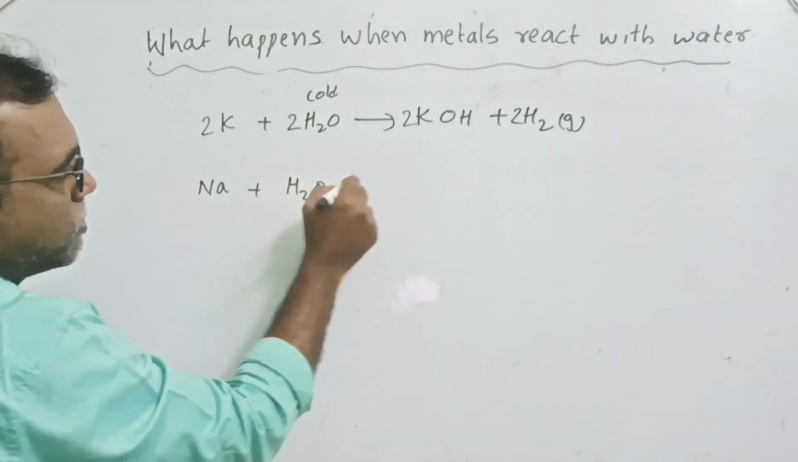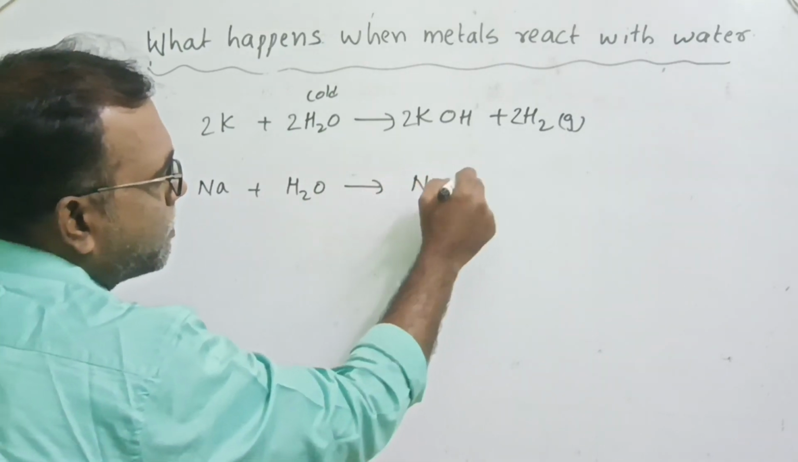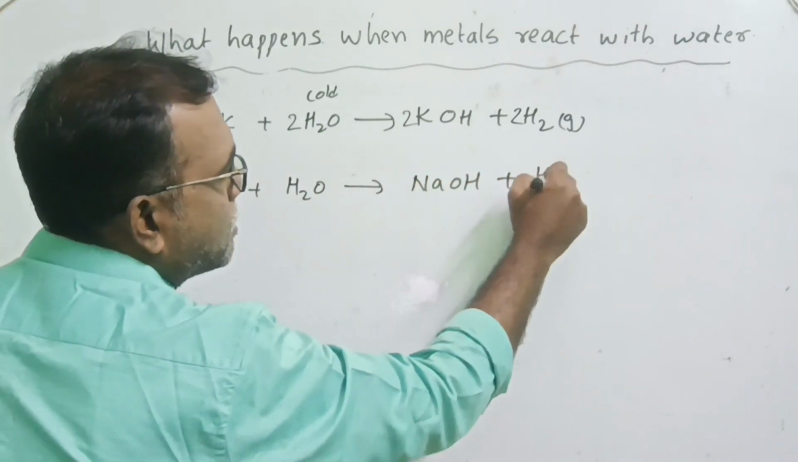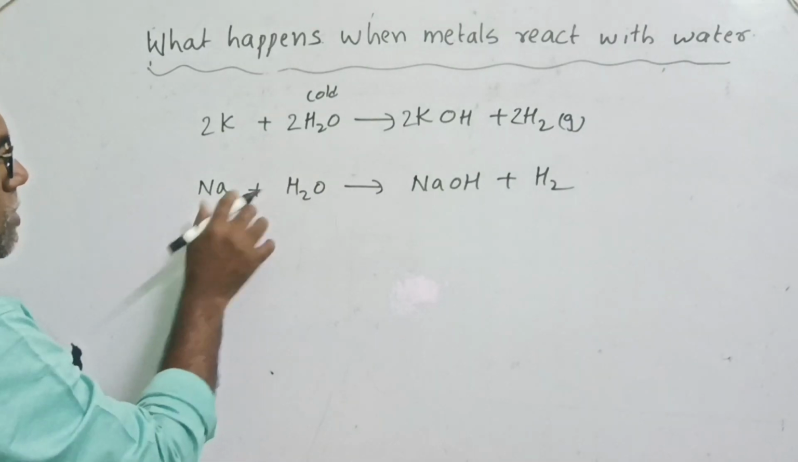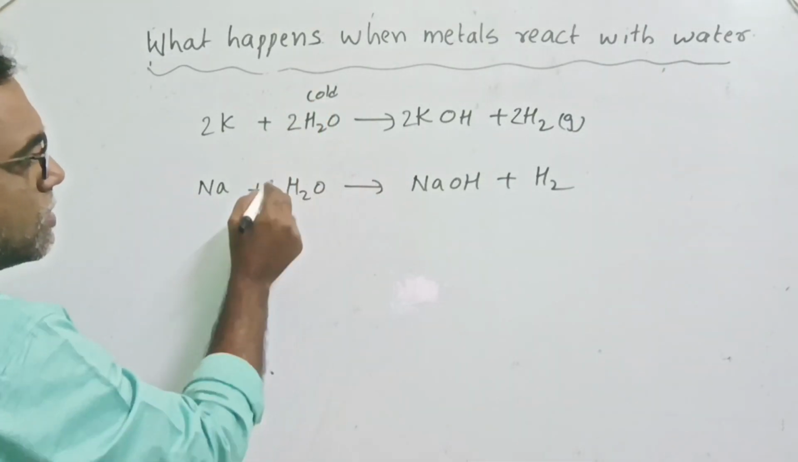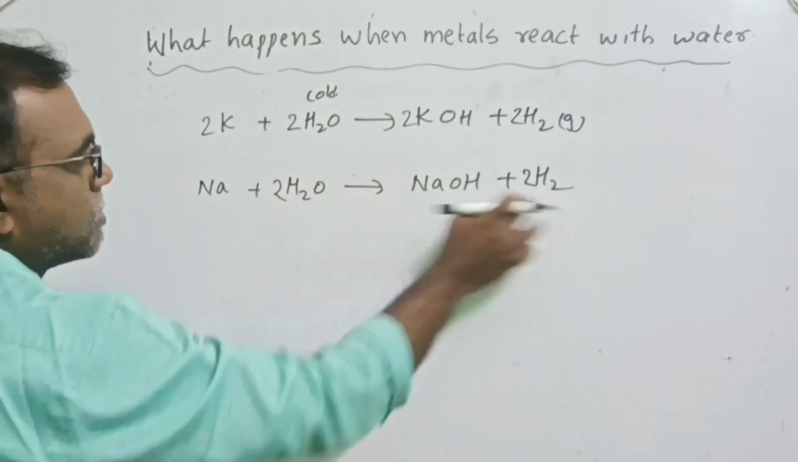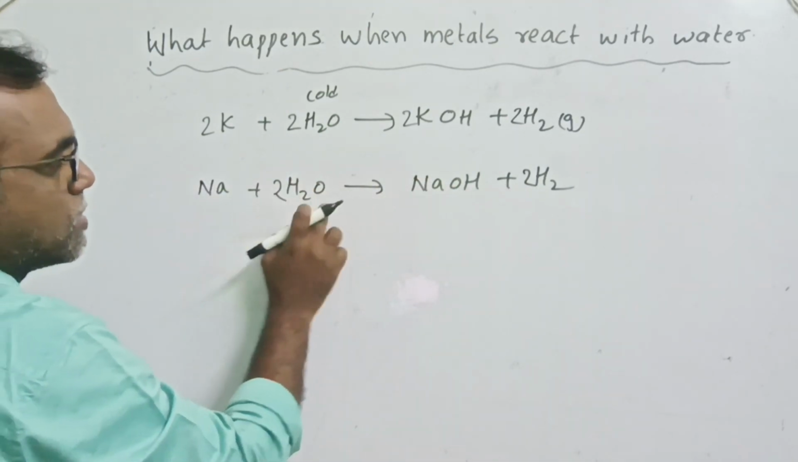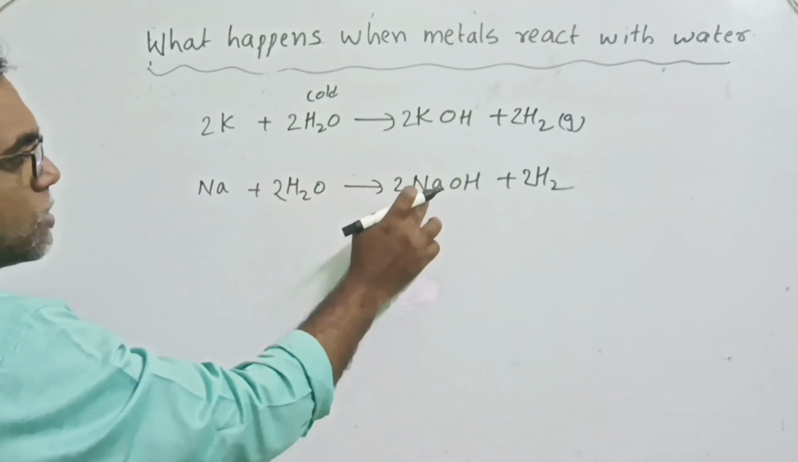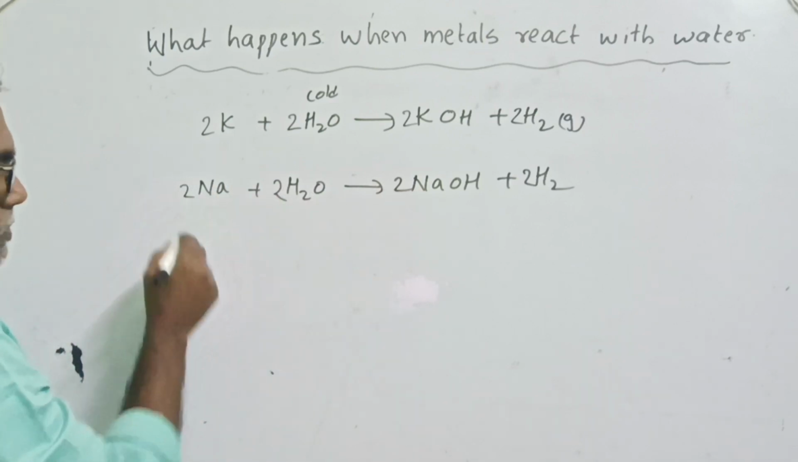Even sodium is in a similar manner. Sodium also reacts with water, forms sodium hydroxide and releases hydrogen gas. This sodium again is balanced in a similar manner. Balance the number of hydrogen atoms, make it 2 here. So 4 hydrogen atoms means here also 4, and 2 oxygen atoms means here 2. 2 sodium atoms are there, make it 2.